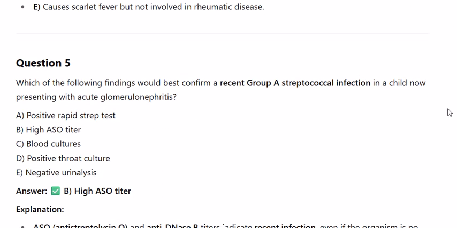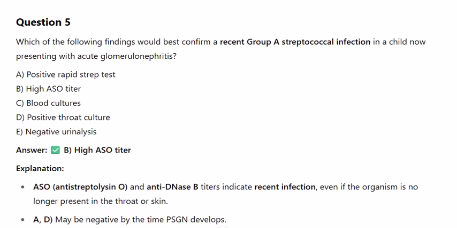Question 5. Which of the following findings would best confirm a recent group A streptococcal infection in a child now presenting with acute glomerulonephritis? A. Positive rapid strep test. B. High ASO titer. C. Blood cultures. D. Positive throat culture. E. Negative urinalysis. Answer: B.